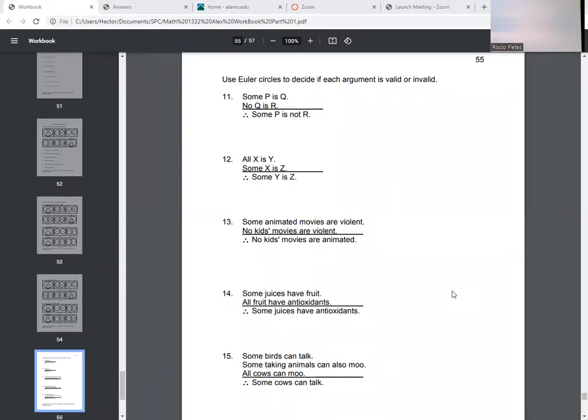Okay, so 12, it says all X is Y. So I'm going to write it down. So all X is Y. And then we have some X is Z. And then therefore, some Y is Z. Okay, so that's 12.